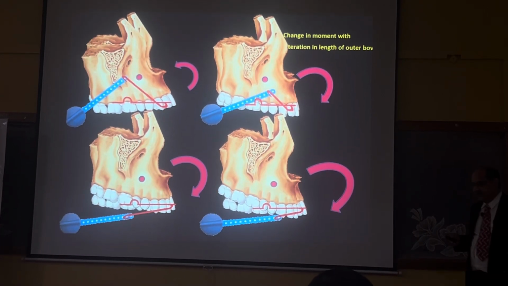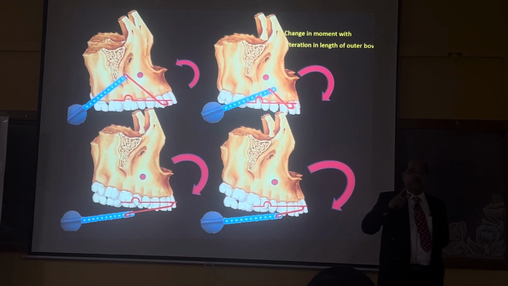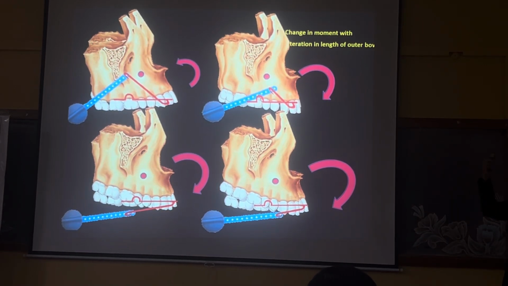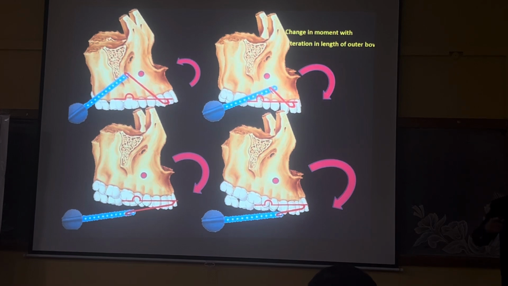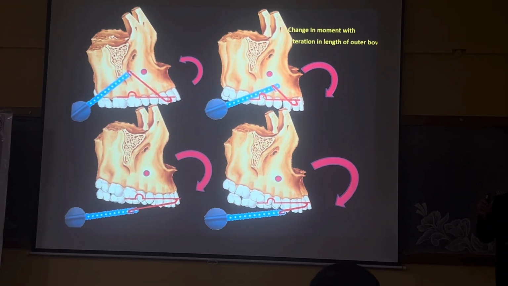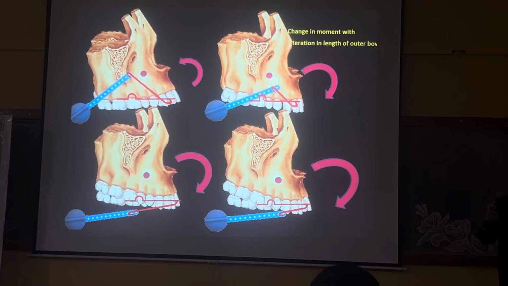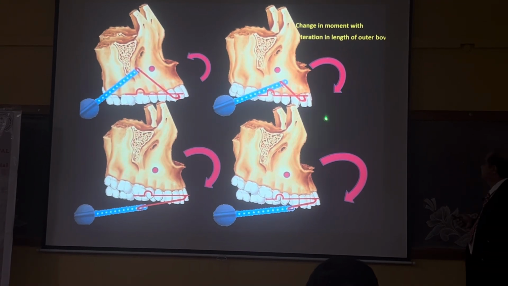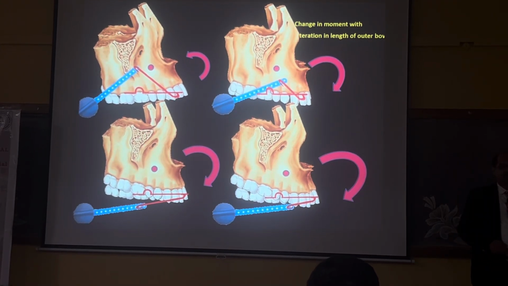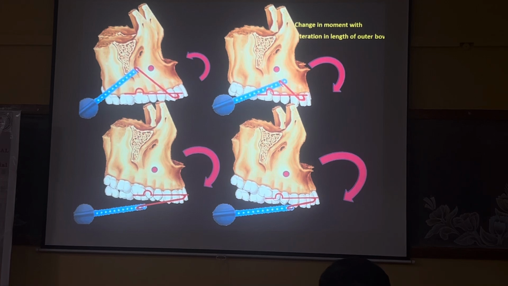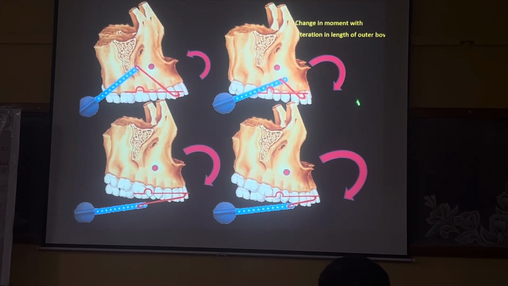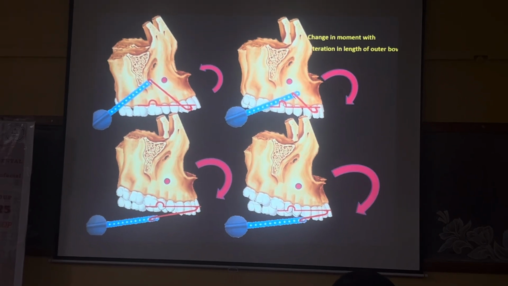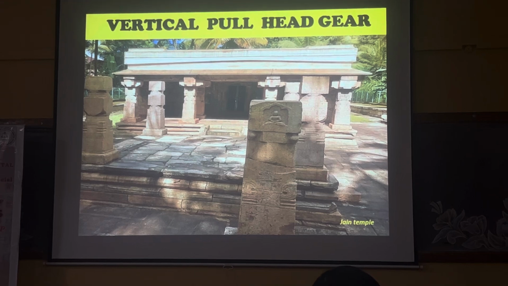So what I am trying to tell you is, it is not only the position of the outer bow. Going above, going below, going through the center of resistance is another story, that can change the moment. But at the same time, the length of the outer bow is also equally important. See, the whole moment itself changes here. Clockwise, anti-clockwise. And here, look at the magnitude of the moment.